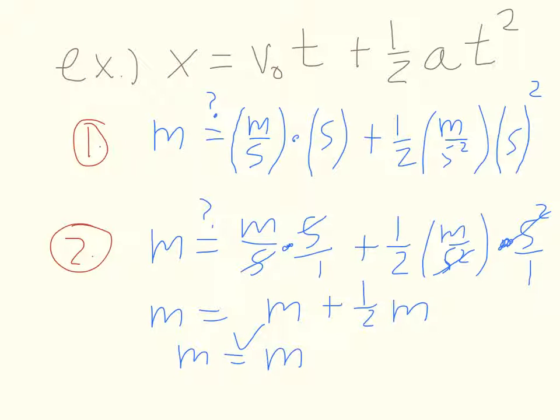The right-hand side of my expression leaves me with units of meters, as does the left-hand side. So that means that this expression at the top here is a valid expression. It is a way to determine the position of an object.